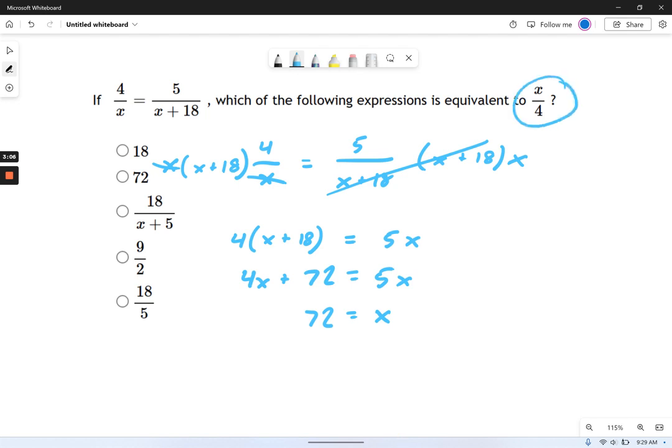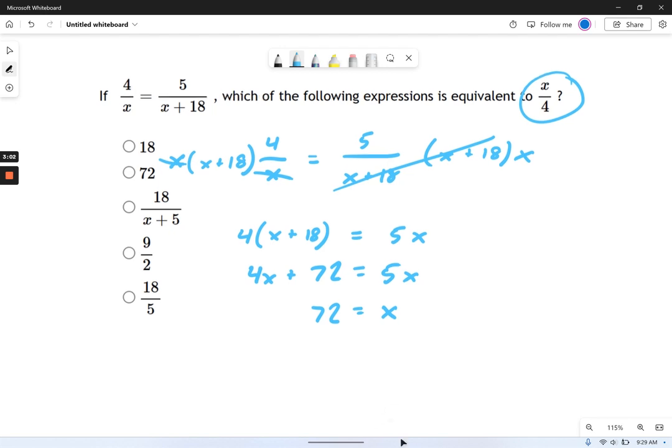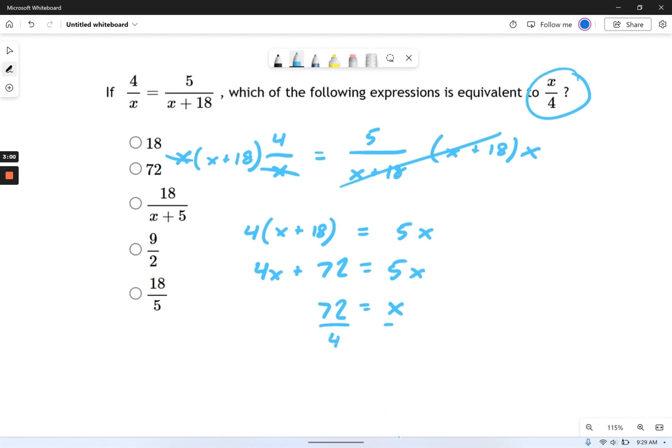We're looking for x over 4. So we still have to go through that last step of dividing 72 by 4. We're going to divide each side by 4, and we get this. We get x over 4 equals, what is 72 divided by 4? That's, what is that? I don't think that's a whole number. Oh no, it is. This is 18. Brain being slow.